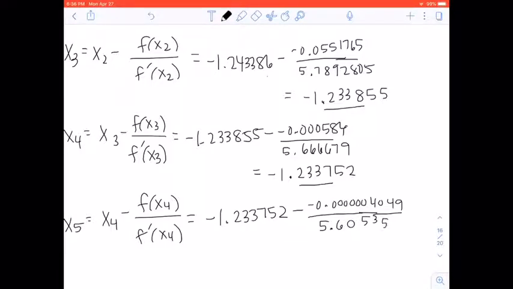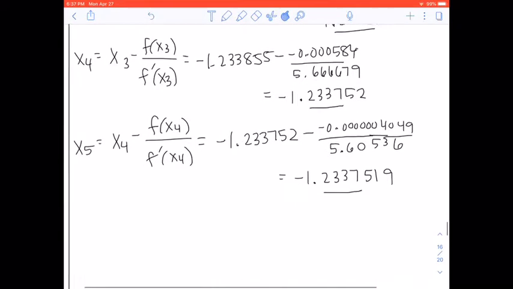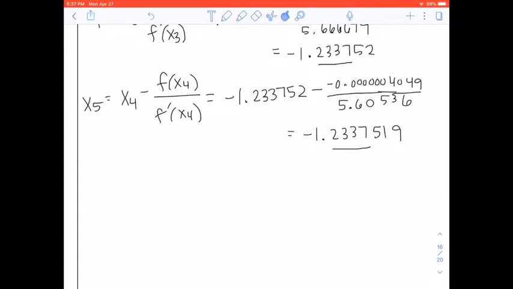And the derivative is 5.66535, and it keeps repeating a couple 9s after that, so we'll just make this a 6. When you work this out, you get negative 1.2337519. And looking at those 4 decimal places that we have here, and even if you were to go 5, even 6, you'll notice that they do match. So this is how the calculator usually will work out solutions when you're using a graphing calculator to approximate it.